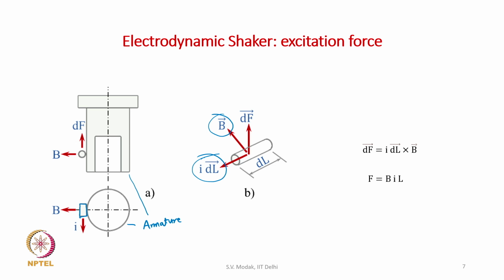If we integrate this force on the current element over the whole length of the coil, we get the total force acting on the coil. That is nothing but the force F equal to BIL newtons. This force F acts on the armature in the vertical direction, and the armature along with the coil will vibrate in the vertical direction under the action of this force. So, this is how force is generated by an electrodynamic shaker, and it depends on the magnetic field strength, the current passing through the coil, and the length of the coil.